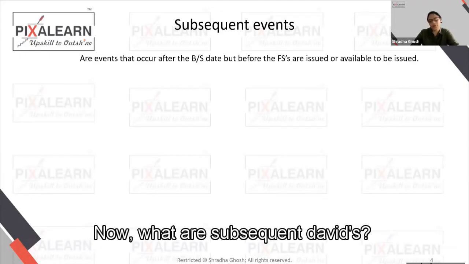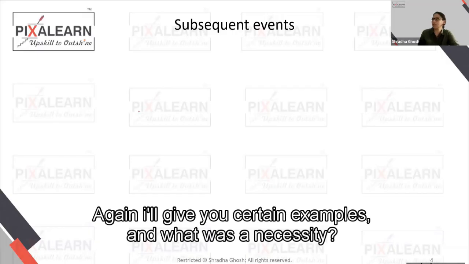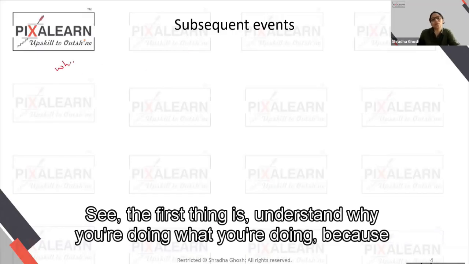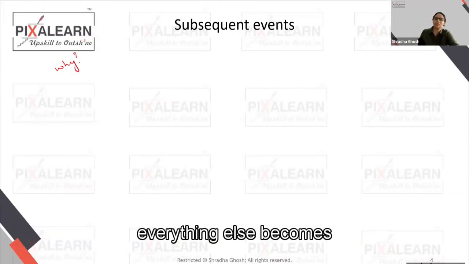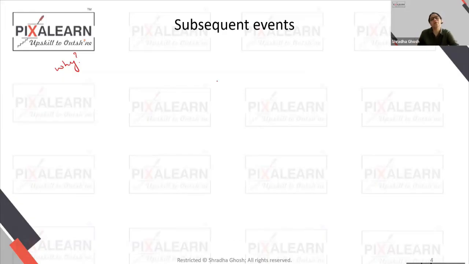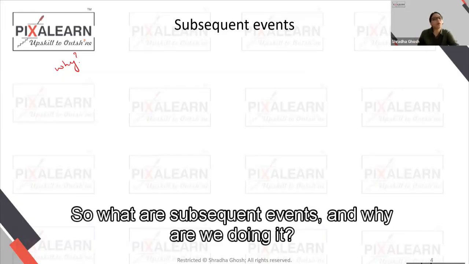Now, what are subsequent events? Again, I'll give you certain examples. And what was a necessity? See, the first thing is understand why you're doing what you're doing, because the moment that why is clear, everything else becomes really simple. So what are subsequent events and why are we doing it?